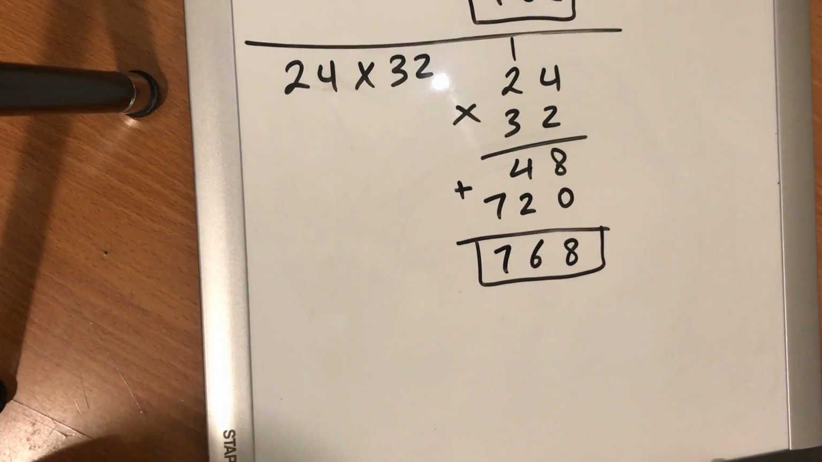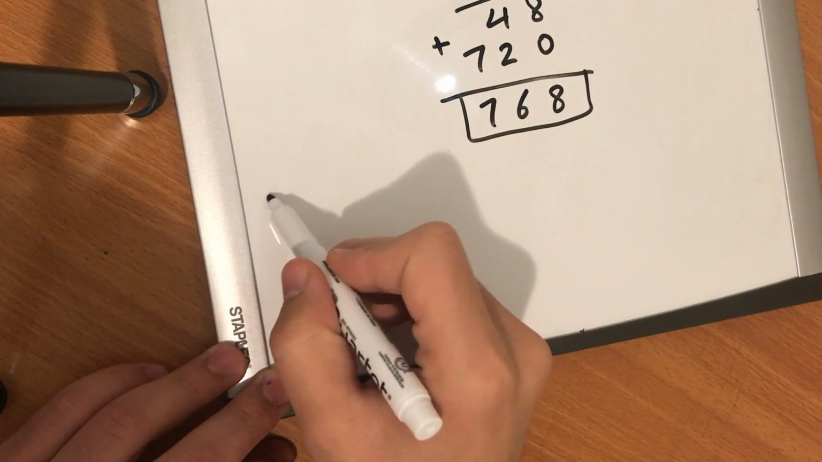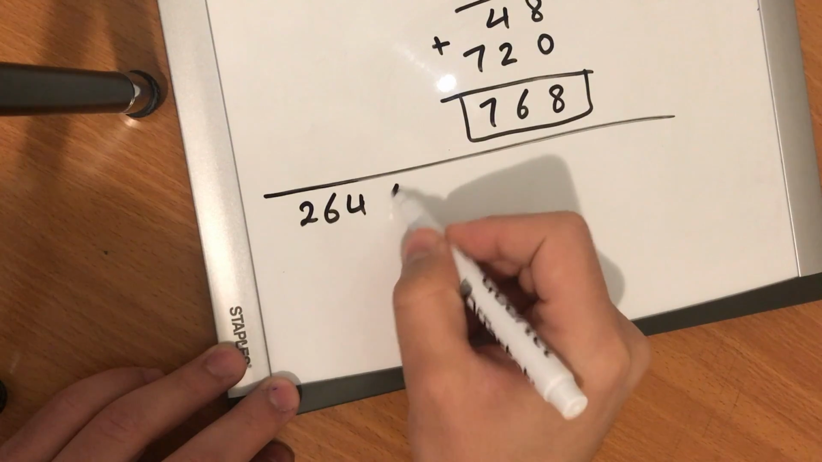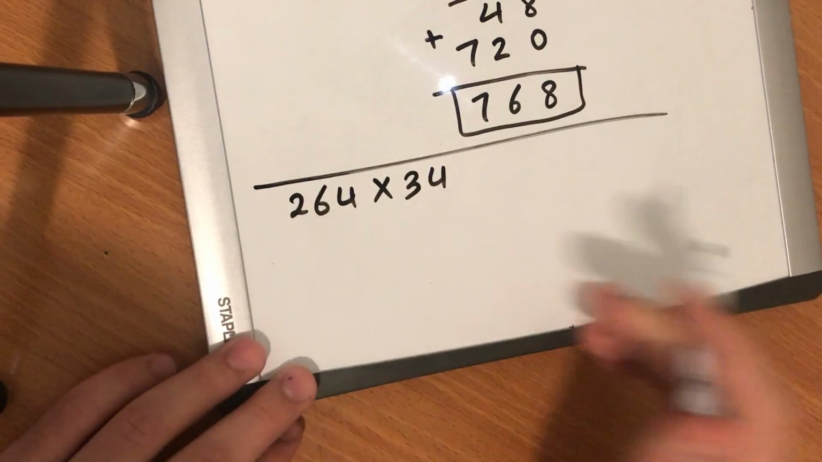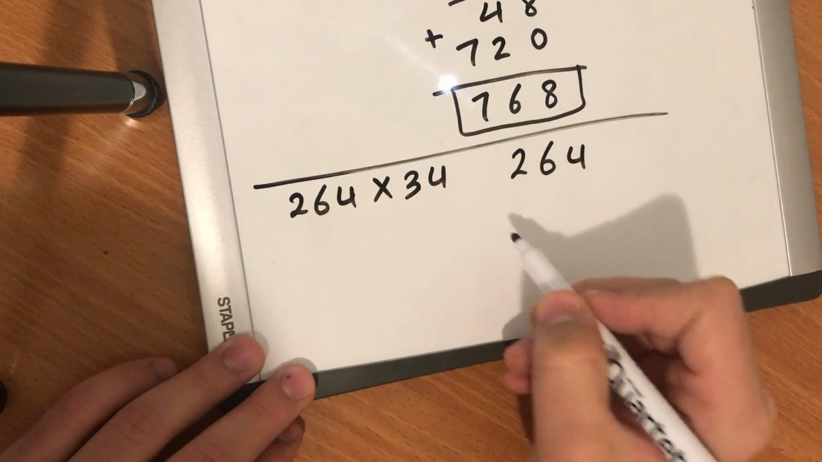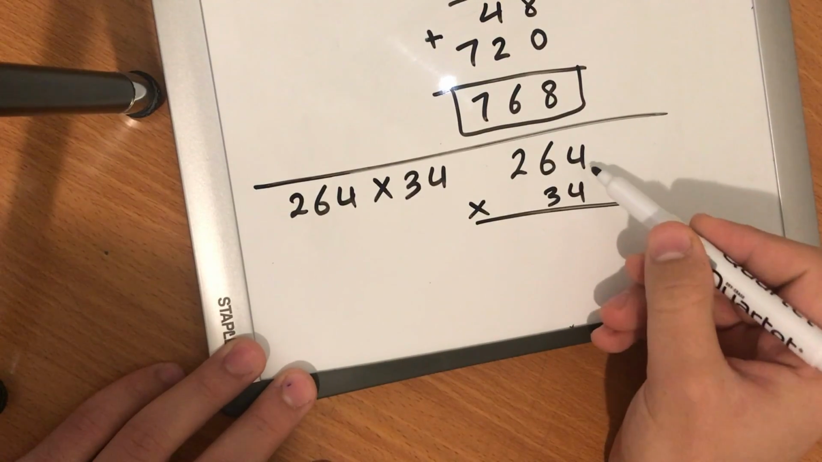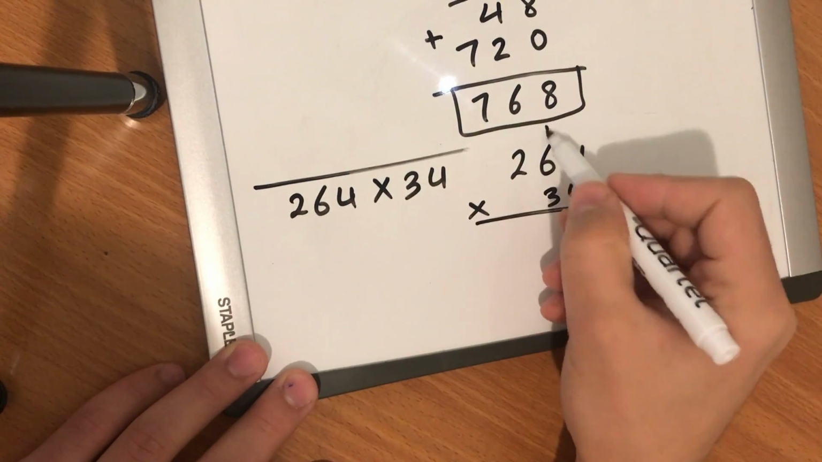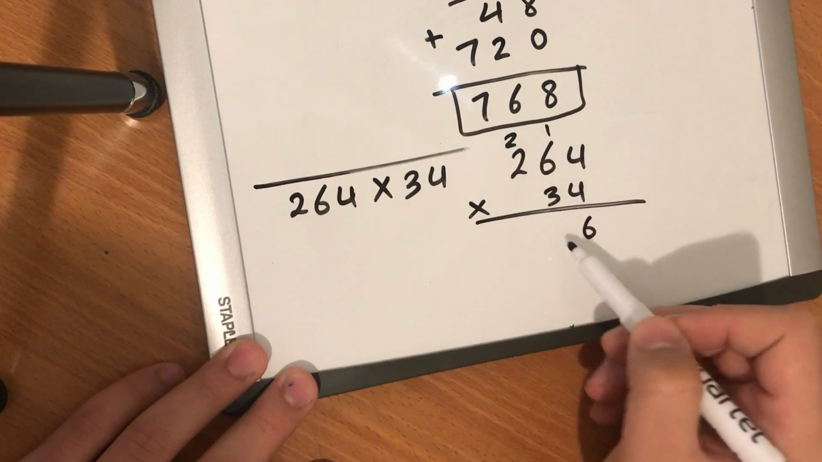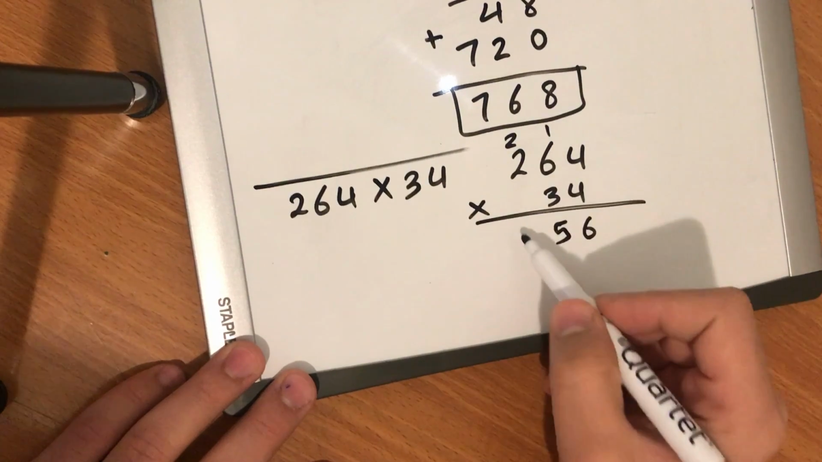Let's do 3 digits by 2 digits. If I have something like 264 multiplied by 34, well, line it up first. The number with more digits goes on top. 264 times 34. Let's multiply. 4 times 4 will give you 16. 4 times 6 will give you 24 plus 1, that will be a 25. 4 times 2 is 8 plus 2, that's a 10.